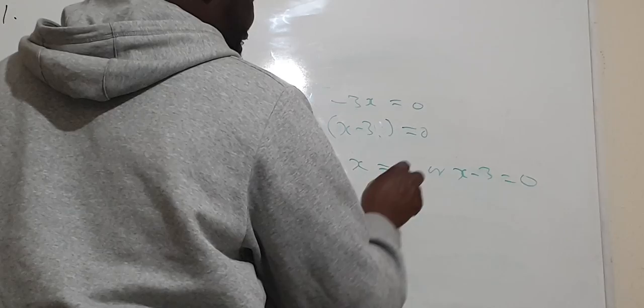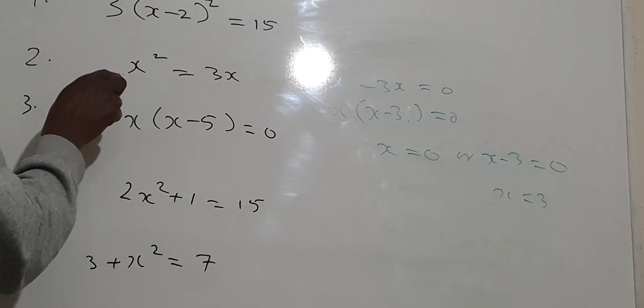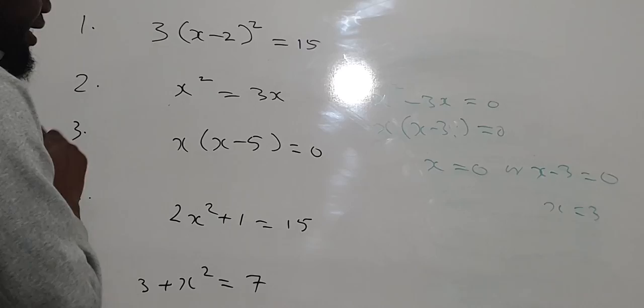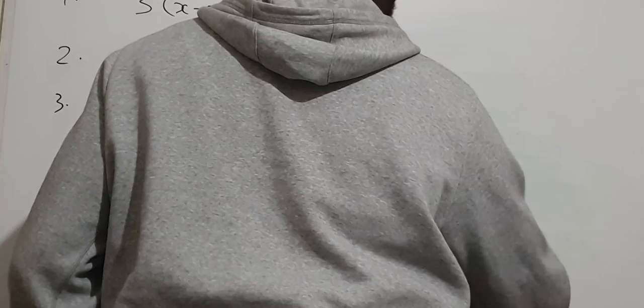Now put 3 here. Put 0 first. If you put 0, 0 square is 0. 3 times 0, 0. Put your 3 here. 3 square is 9. 3 times 3, 9. Are they not equal? Yes. Cool. It's so easy. Look at the next one.